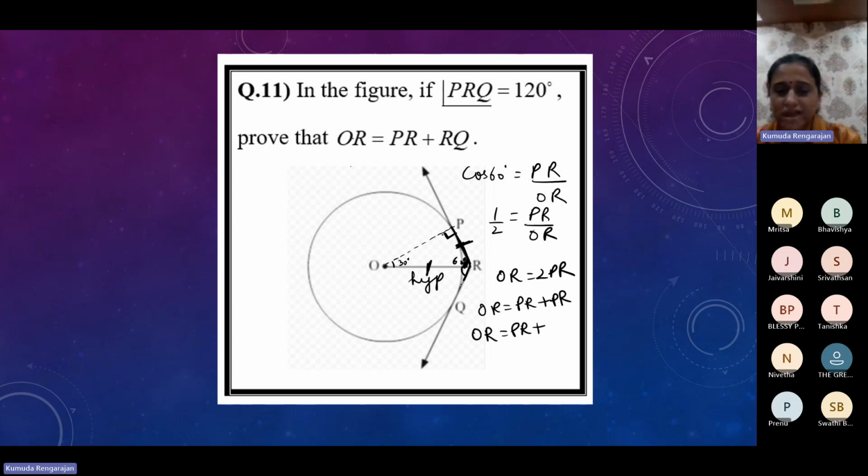We know that PR is equal to RQ because tangents from an external point of the circle are equal. The external point is R. RP and RQ are the tangents from R, so they're equal. So PR is equal to RQ. So we got the result: OR is equal to PR plus RQ.